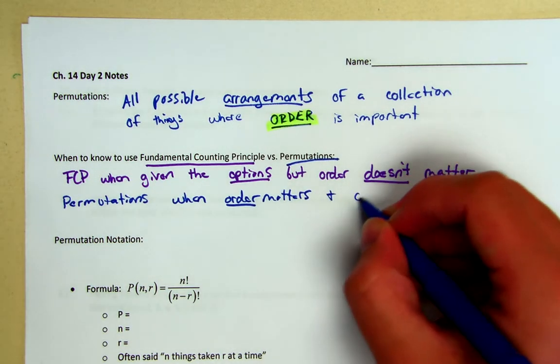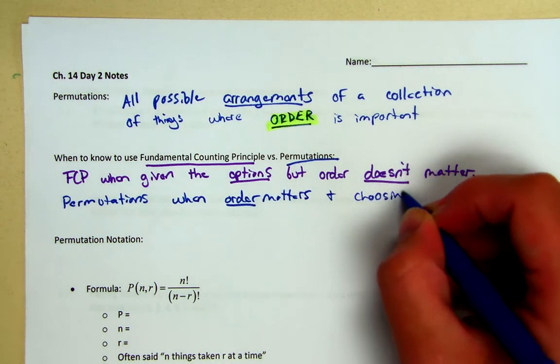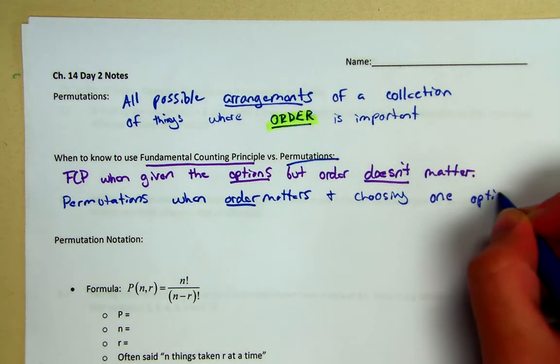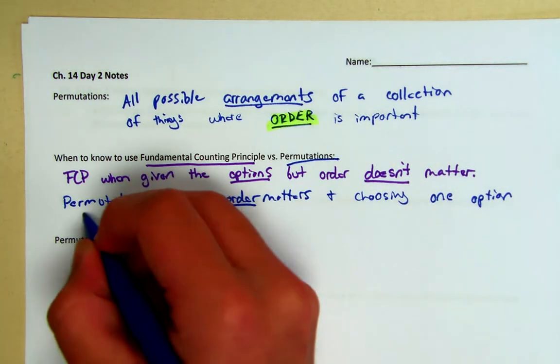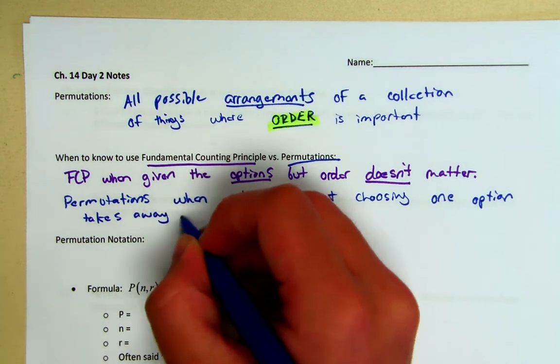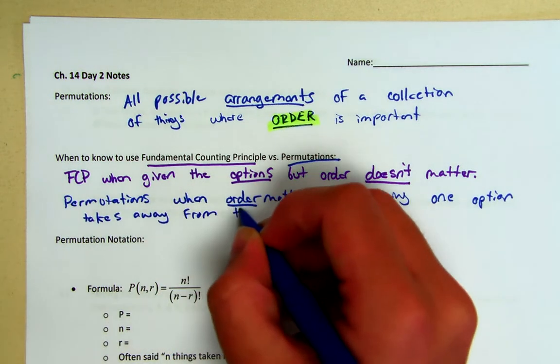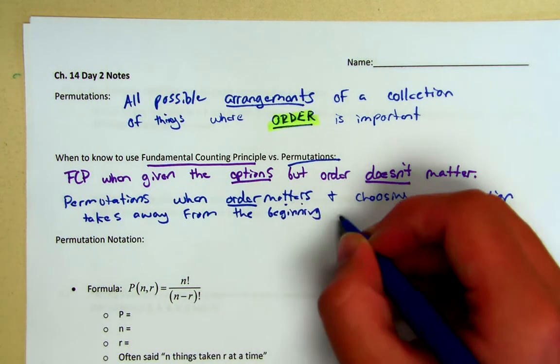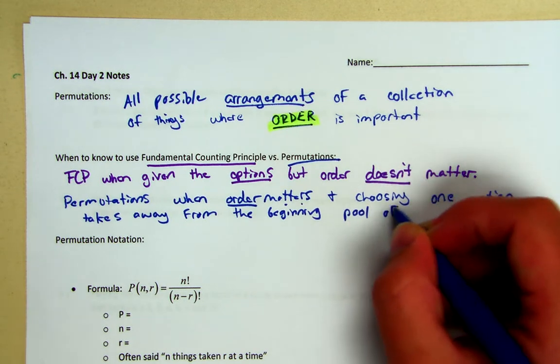And choosing one option takes away from the beginning pool of options.